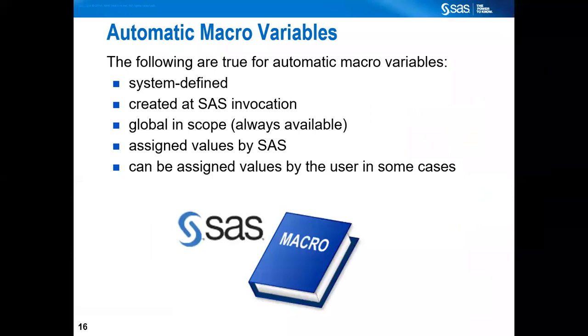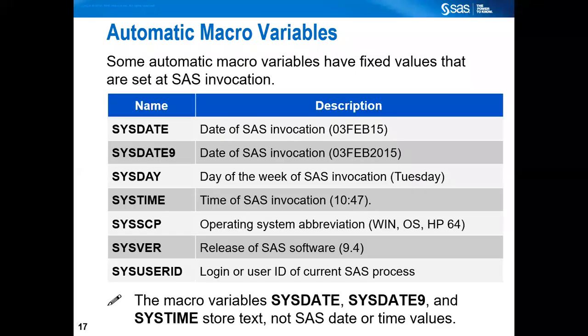So this is what it's telling. Automatic macro variables are system defined, created when you start your session, that is at the time of SAS invocation. Global in scope, that is they are always available, hence they are called global, or they are saved in the global symbol table. Assigned the values by SAS, and of course we can also assign values to some automatic macro variables in some cases as well. So this is the list of some of your system defined macro variables.